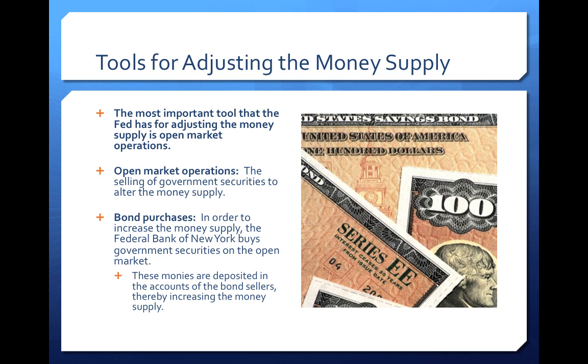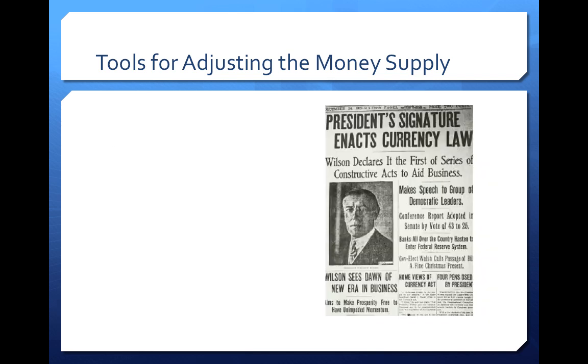So a government security is basically a loan, like a T-bill or a savings bond or something like that, that's paid at a certain rate. And when the government purchases these things, buys them back off of the consumer, and they're traded on the markets, okay, more money enters the consumer's bank accounts, which leads to more money in the money supply.